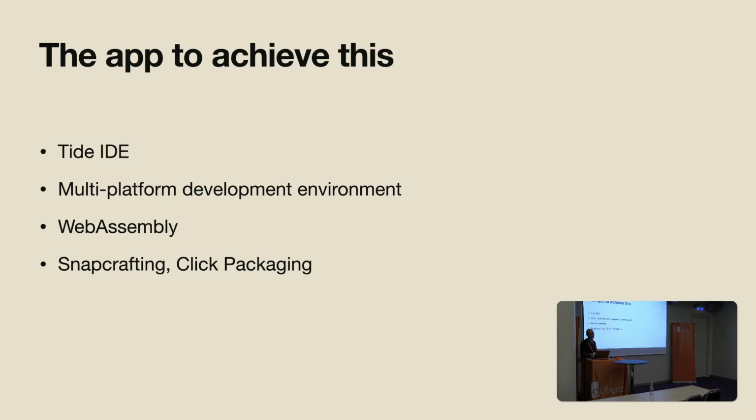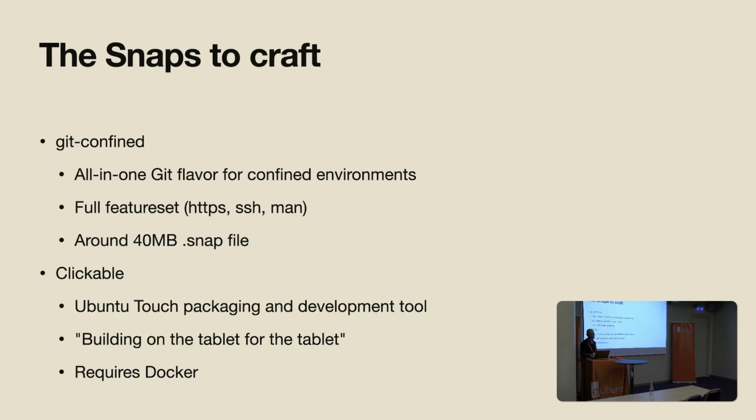And with that out of the way, the snaps to craft. Which snaps do we take as an example on proving that Snapcrafting on a tablet is actually possible, feasible? Git confined is one of them. So Git confined is my little all-in-one Git flavor for confined environments. So Ubuntu Touch, tested on Ubuntu Touch, developed on Ubuntu Touch, actually, first and foremost. Not to jump ahead of myself right now.